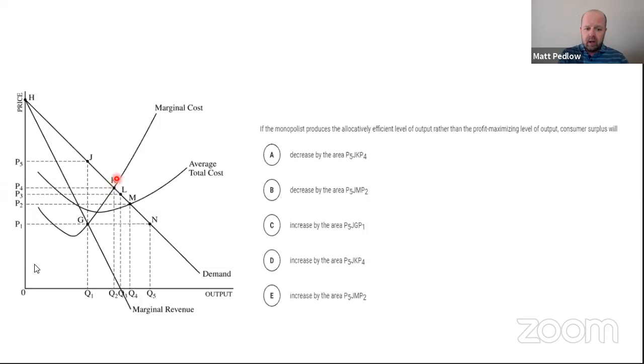So if we know right here is your allocatively efficient level, so Q2, and set at a price of P4, then your consumer surplus is everything above that. So we've gone from HJP5, and now we're at HKP4. So you can immediately look at A and B and say, well, those aren't right because it increased. And if you get to C, increased by the area of P5J down to G, well, you know that's not right. That's not consumer surplus. So you go to D, P5J, KP4, and there's your answer.